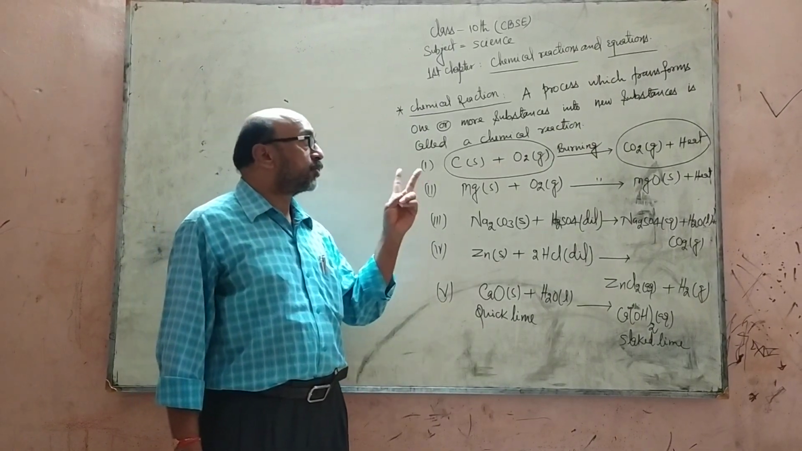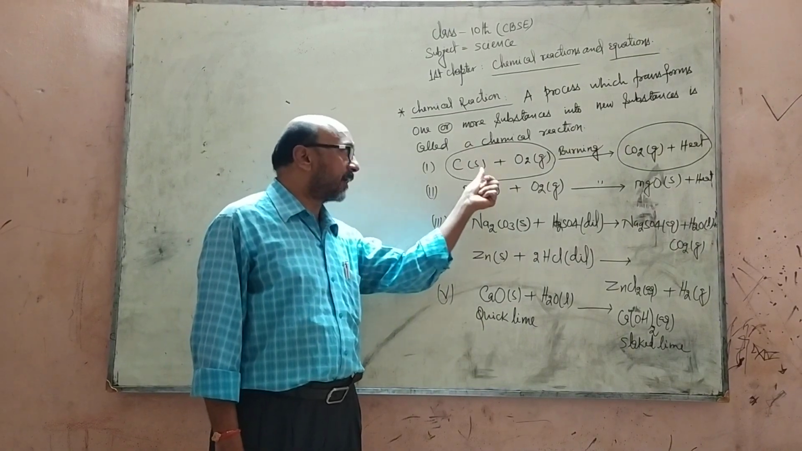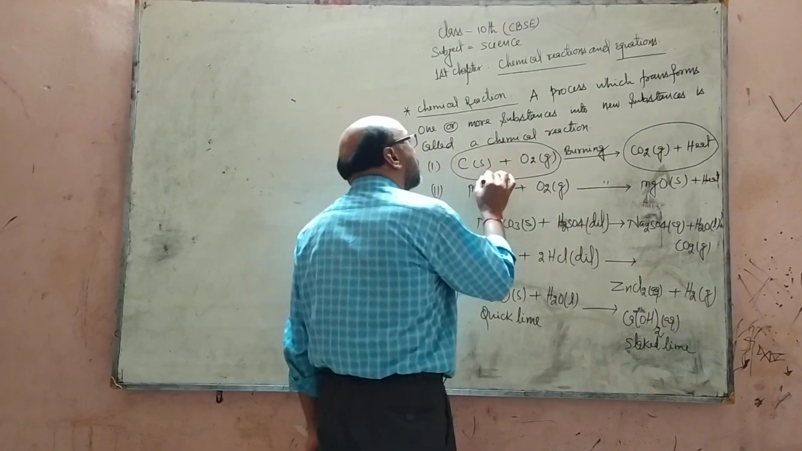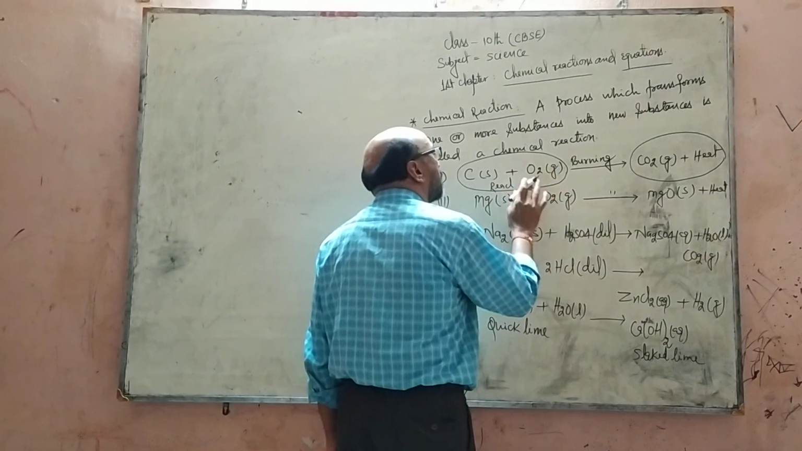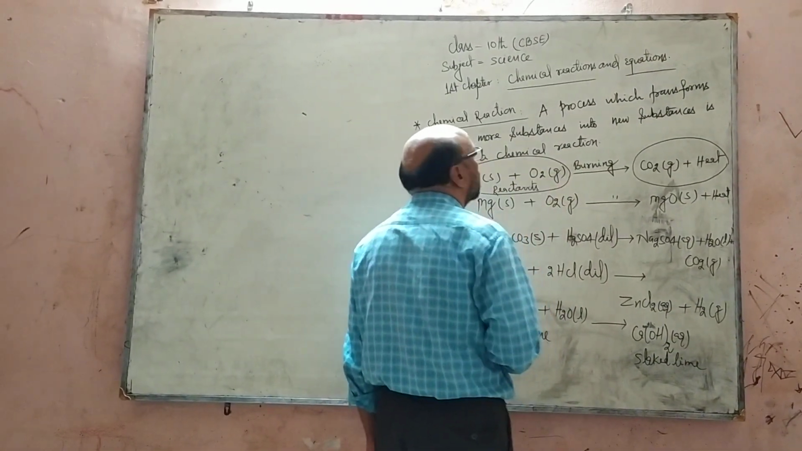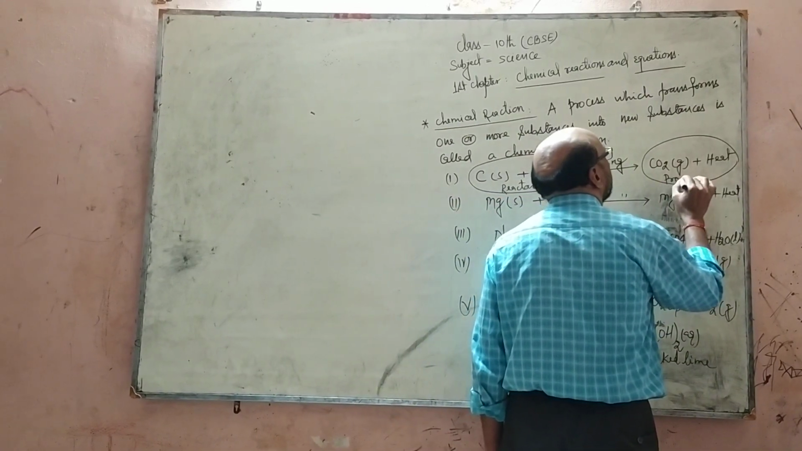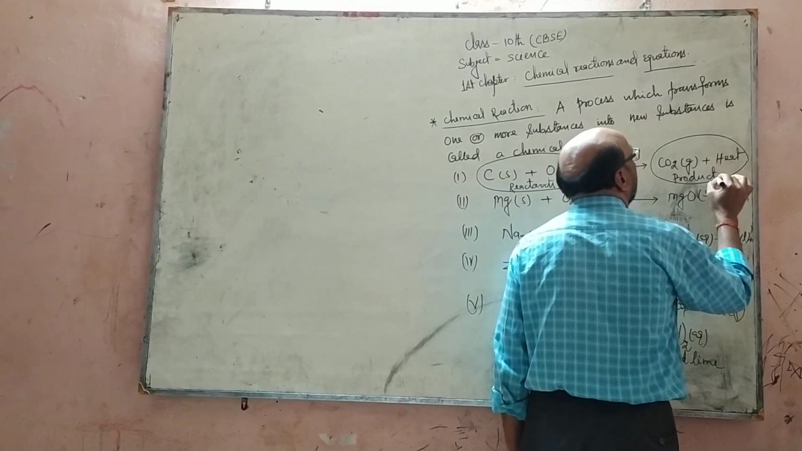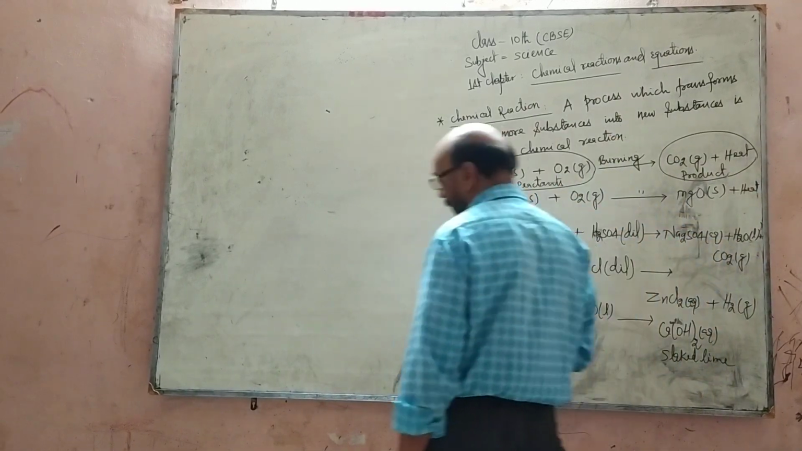So there are two points which we should understand here: reactant and product. Reactants are the substances which are taken for the chemical reaction, means which take part in the chemical reaction, and the chemical substances which are formed after the chemical reaction are called product.